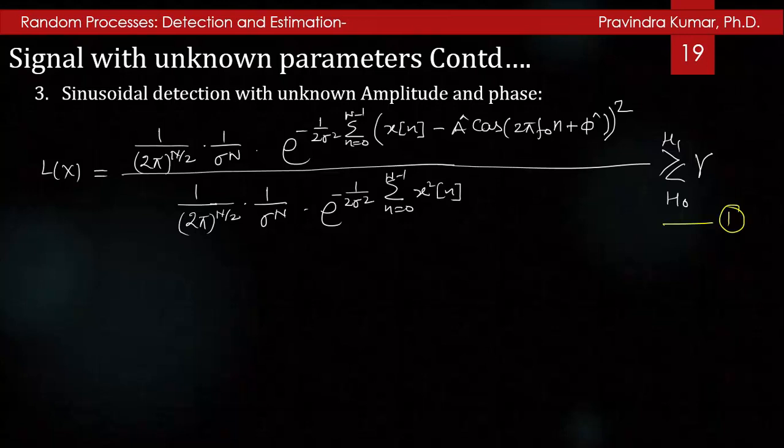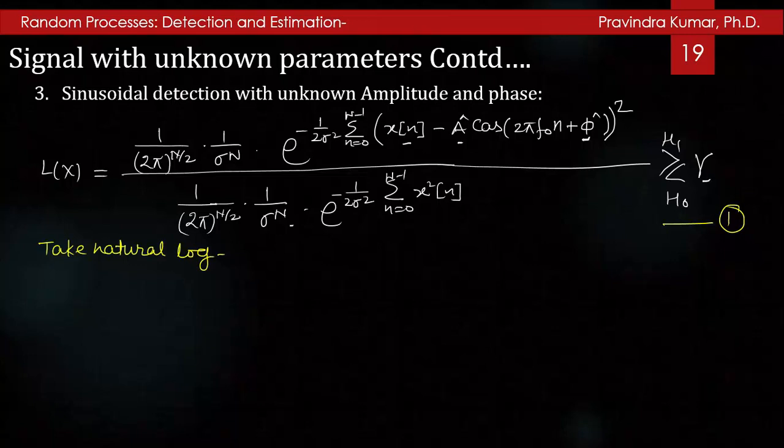So again, take the equation first. The likelihood ratio is equal to 1 by (2 pi) to the power N by 2 into 1 by sigma to the power N, e to the power minus 1 by 2 sigma square summation n=0 to N minus 1 of (x[n] minus estimated A cos(2 pi f0 n plus estimated phi)) whole square, divided by 1 by (2 pi) to the power N by 2 into 1 by sigma to the power N into e to the power minus 1 by 2 sigma square summation n=0 to N minus 1 x square[n], and this likelihood ratio is greater than or less than some threshold value gamma.